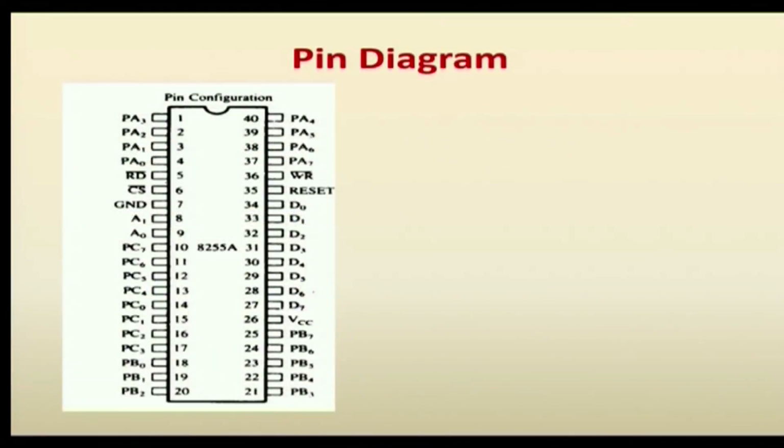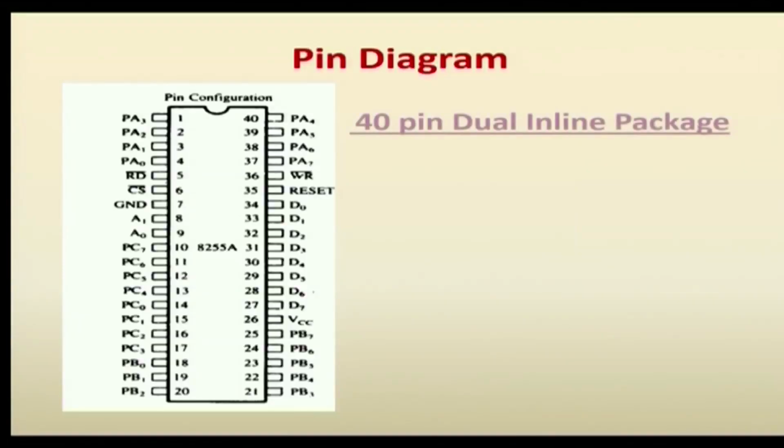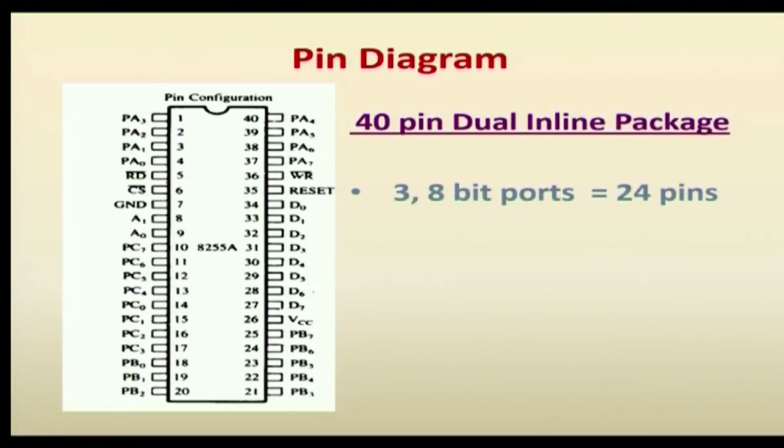This diagram shows the pin diagram of 8255. 8255 is a 40 pin IC which is in a dual inline package. Dual inline package means the pins are available on two sides. Among the 40 pins, 24 pins are reserved for the three 8-bit ports. So, 24 port pins are available, and the three ports are named port A, port B and port C.